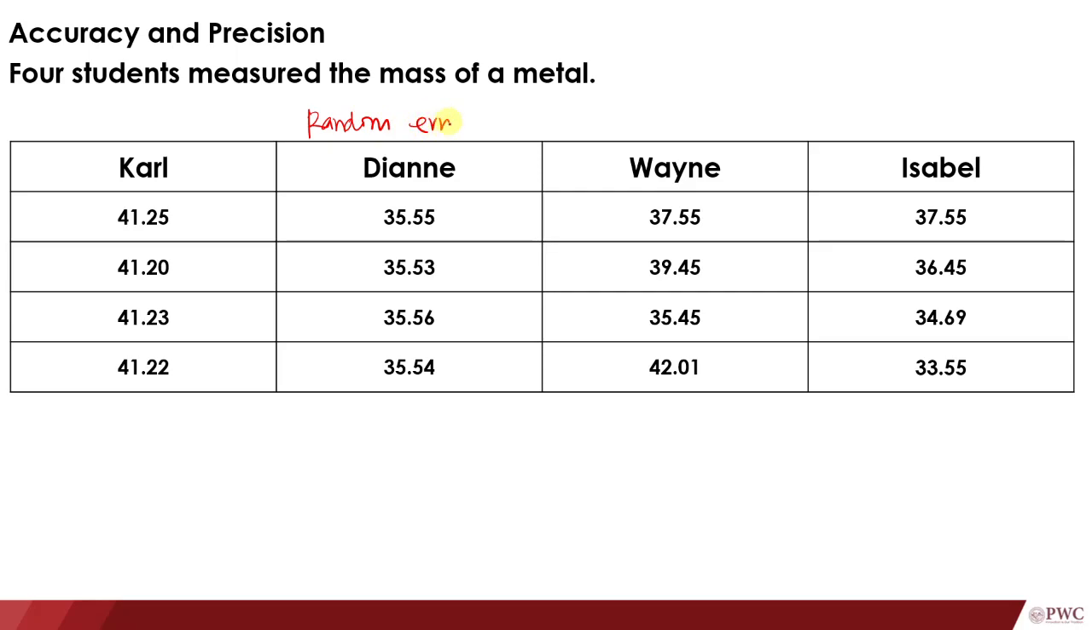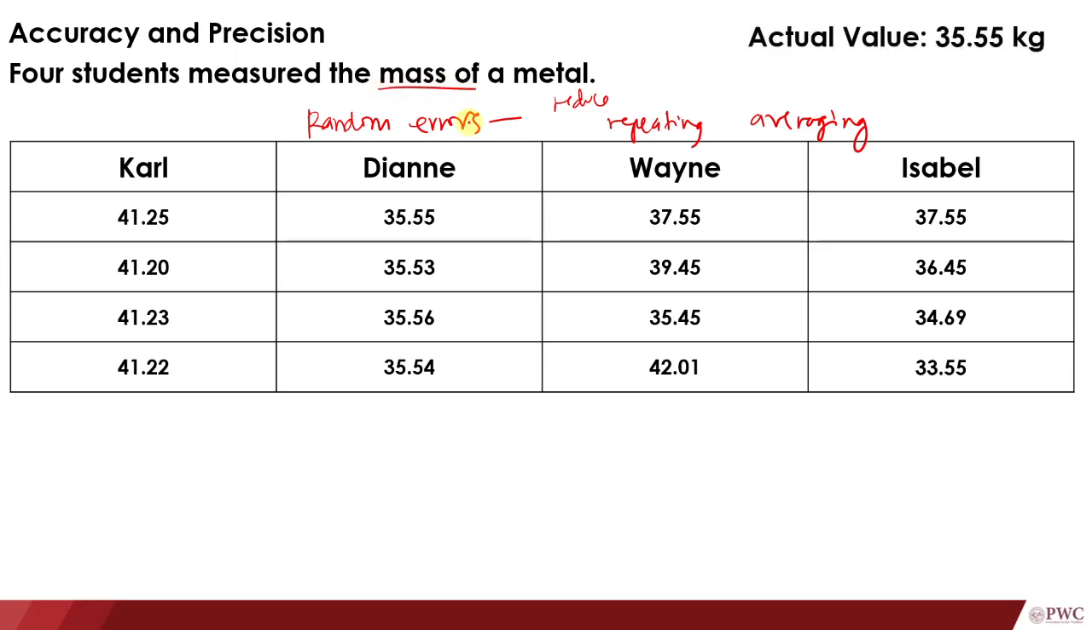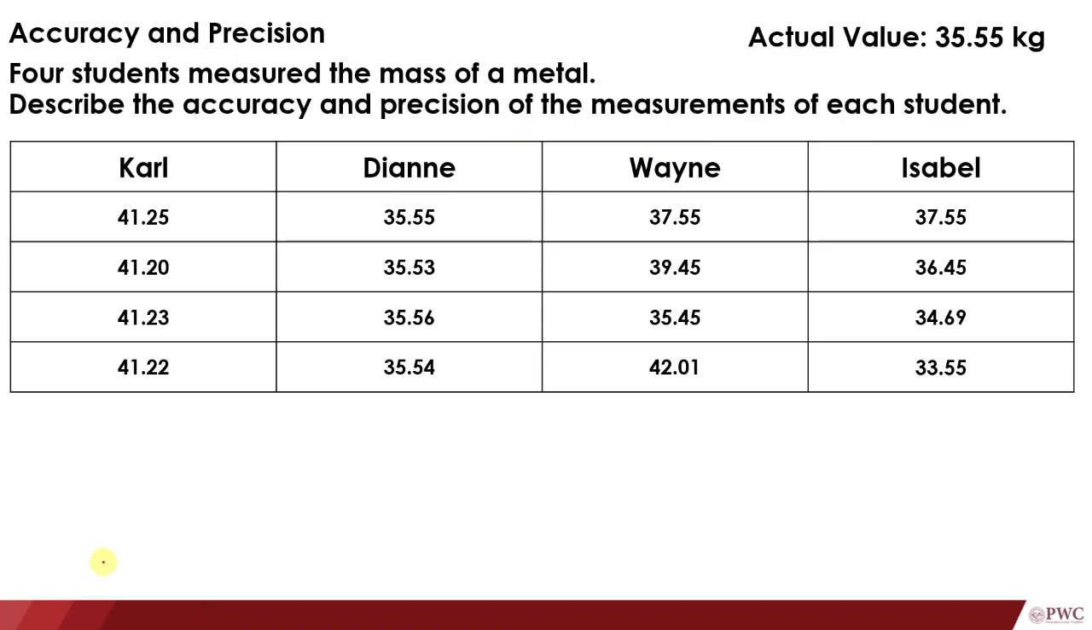Random errors are always present in every measurement, but we can reduce them by repeating the measurement and then getting the average of all the measurements. Let us say the actual mass of the metal is 35.55 kilograms. Let us describe the accuracy and precision of the measurements of each student.